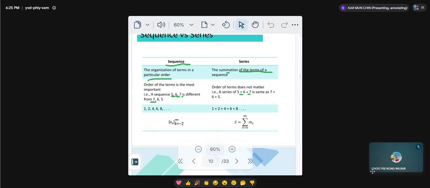So if the sequence is 1, 2, 3, 4, 5, 6, then you can write it this way, starting from k equals a certain number. For this sequence, it will be k equals 1 until infinity.